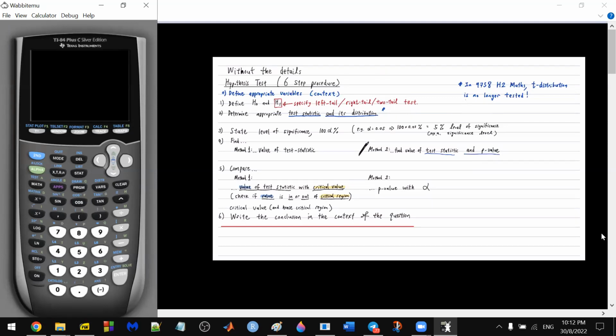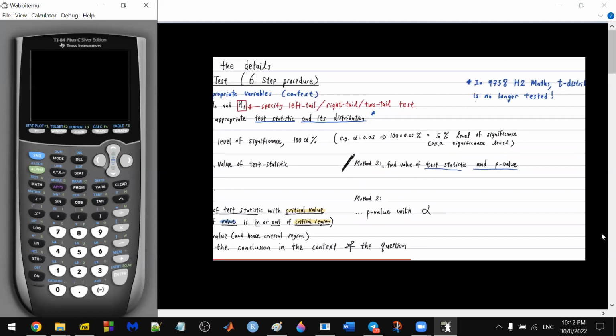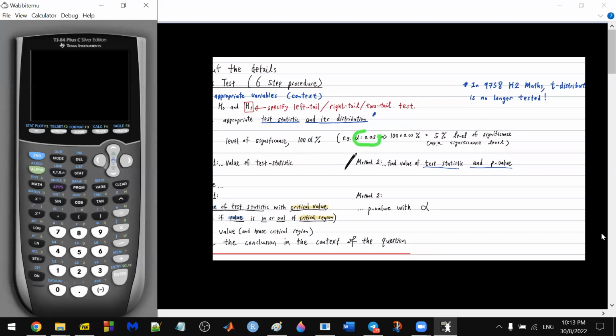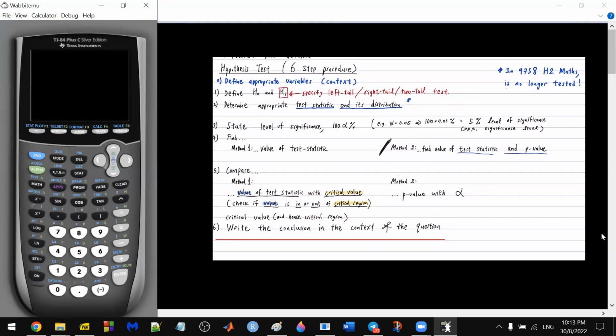Okay, so for example, why do I say 100 alpha here? It is because if alpha is 0.05, that means 100 times alpha % will be 100 times 0.05%. 100 times 0.05 is 5, which means this is 5%. So 100 alpha % is the formal way of saying 5% when alpha equals 0.05. Level of significance.